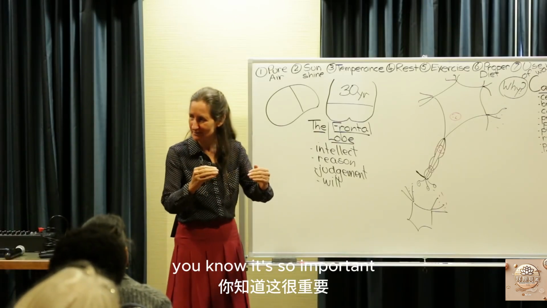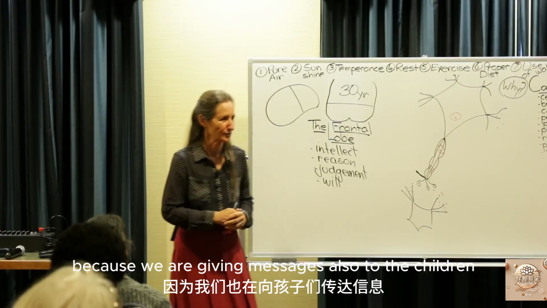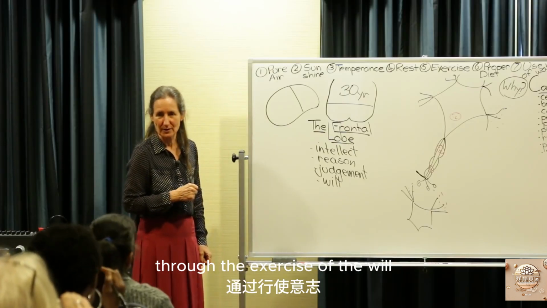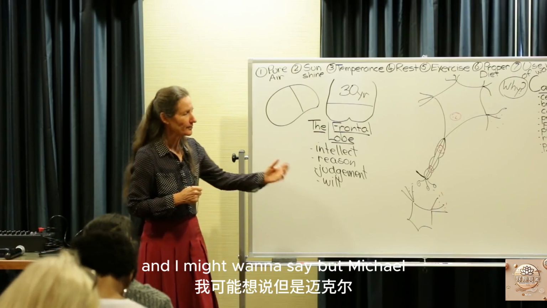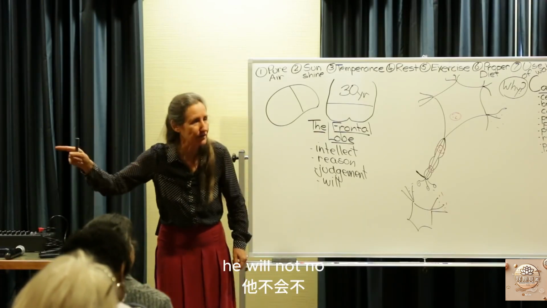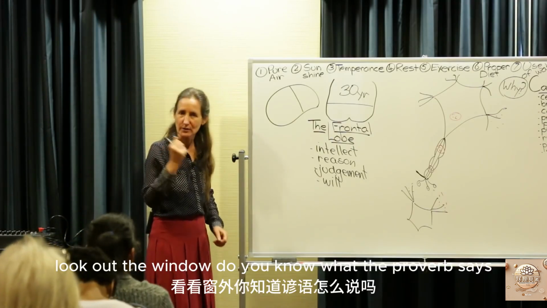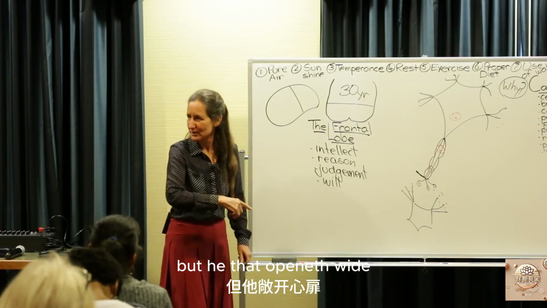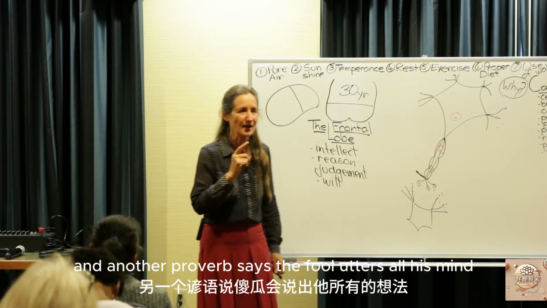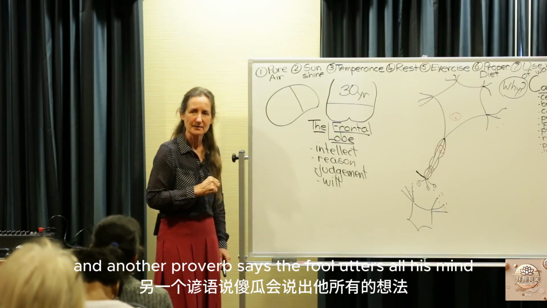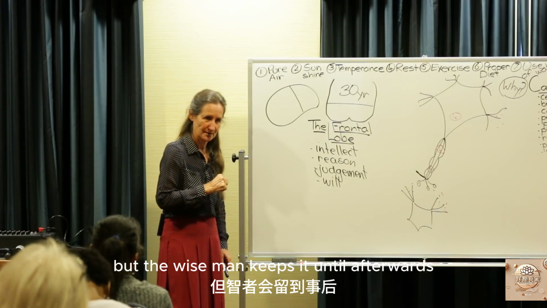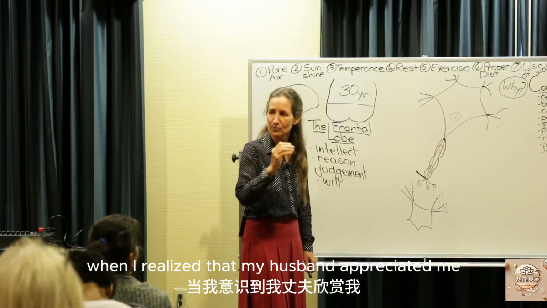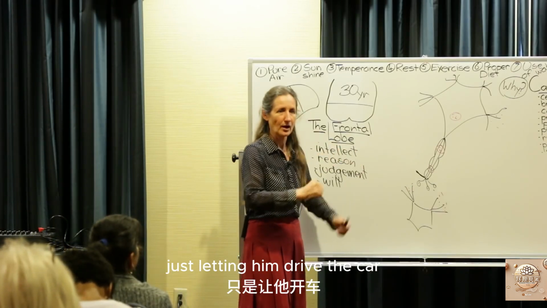You know, it's so important because we are giving messages also to the children. So the frontal lobe is strengthened through the exercise of the will. And I might want to say, "But Michael, this is ridiculous. You know, that man there, look, he lives here." No. Look out the window. Do you know what the proverb says? He that keepeth his mouth keepeth his life. But he that openeth wide his mouth shall have destruction. And another proverb says, the fool utters all his mind, but the wise man keeps it in till afterwards. And so I very quickly rewired my brain when I realised that my husband appreciated me just letting him drive the car.